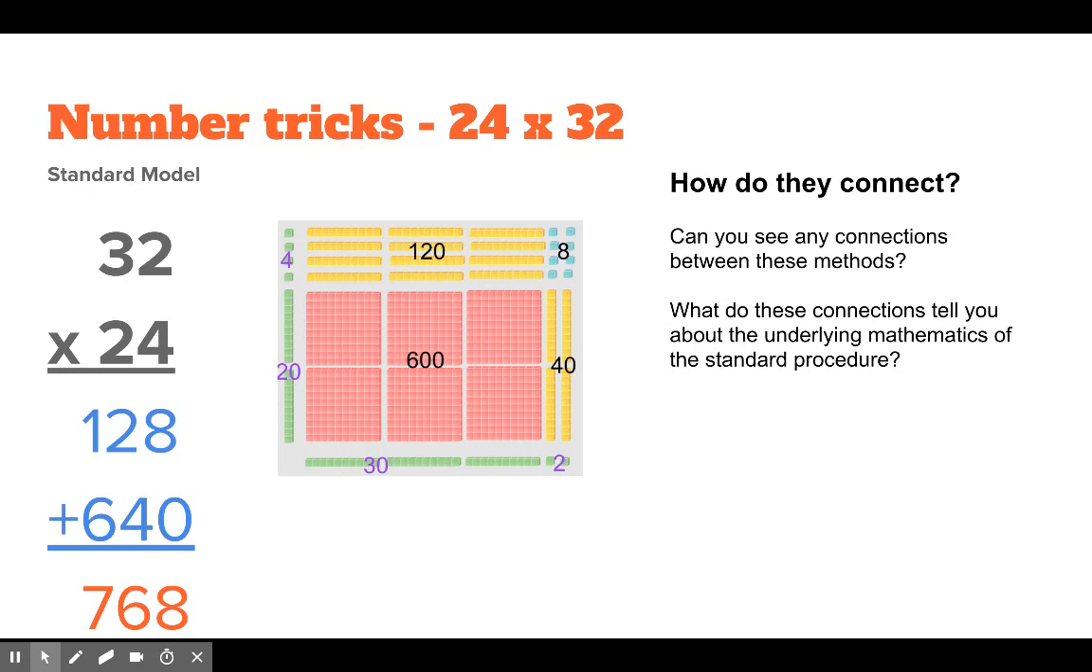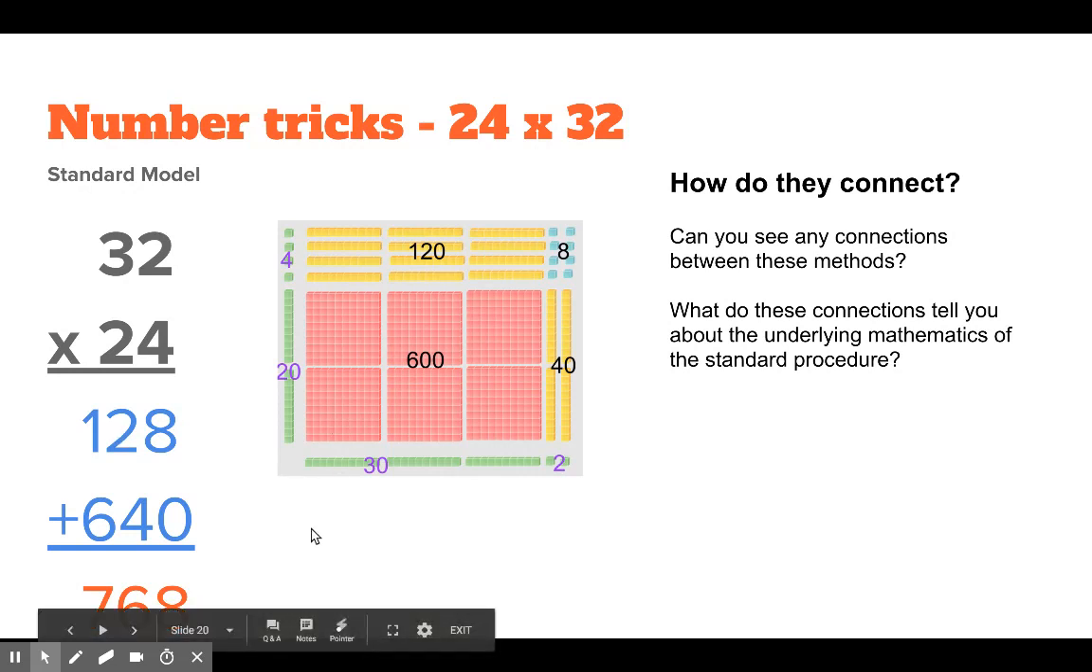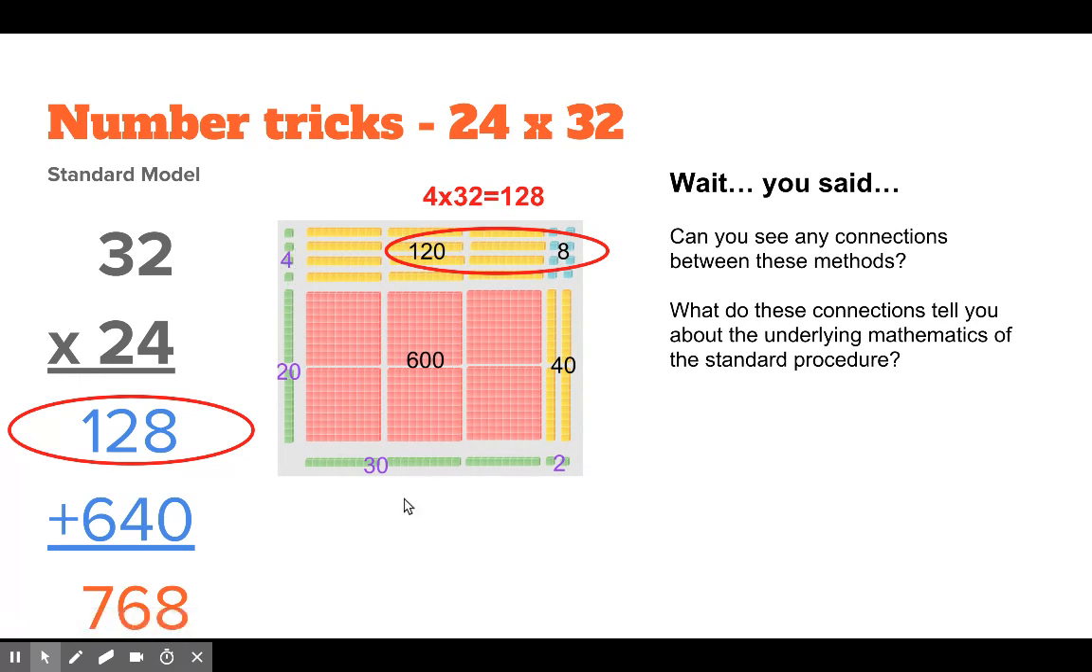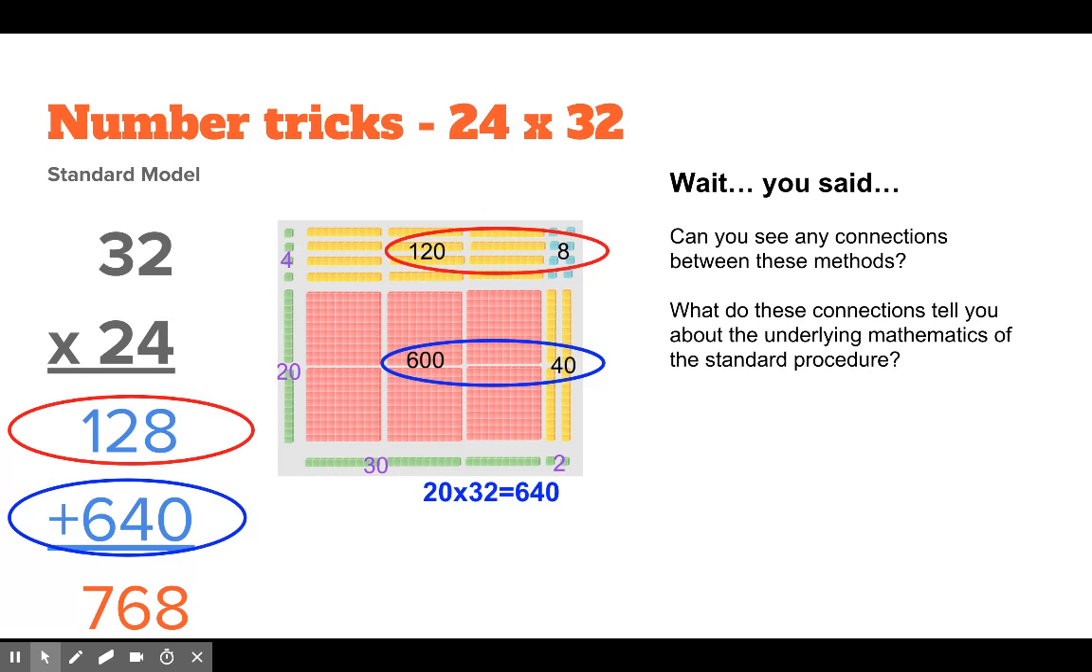Well, first of all, let's see the 128 here is simply these guys added together. It's what happens when you multiply the 4 times 32, which is essentially what we did in this first step. How about the 640, which is what you get when you do the 20 times the 32, is 640.